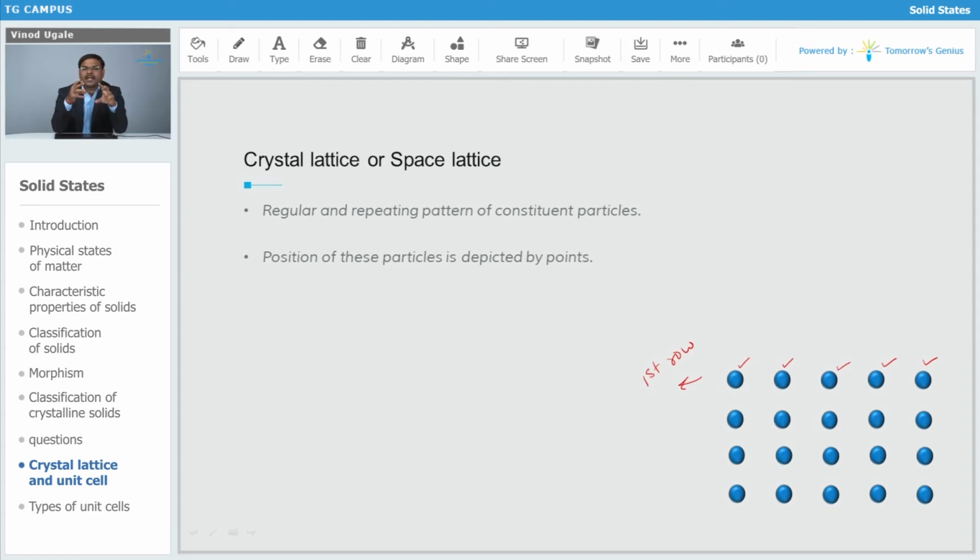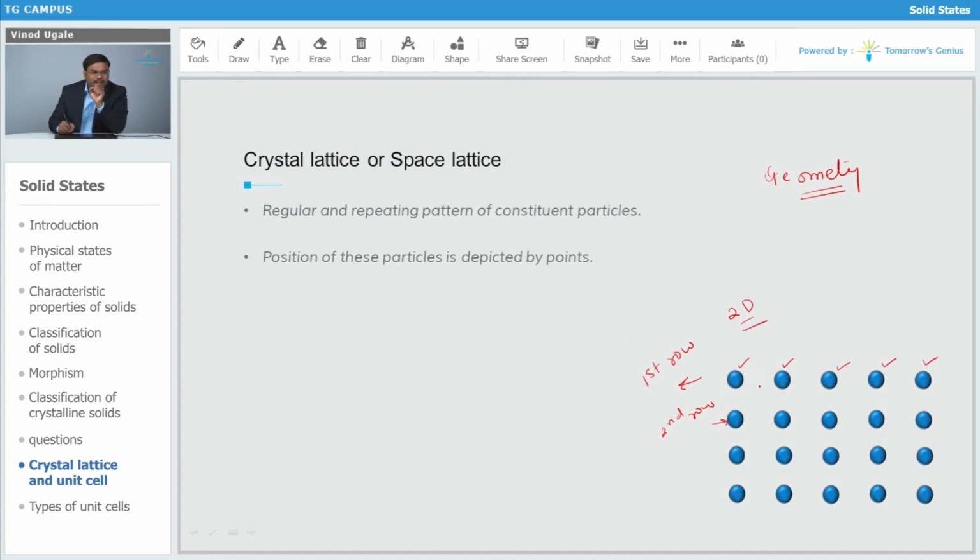Though while drawing the diagrams we are going to show them a little apart from one another. Why are we going to show them a little apart? To understand the shape or the geometry. That's why we are going to draw them a little apart, but you should keep in mind they are always going to touch each other. So this is the first row. Now you can see this one is the second row. So likewise we have stacked the rows on one another and we are getting a 2-dimensional shape.